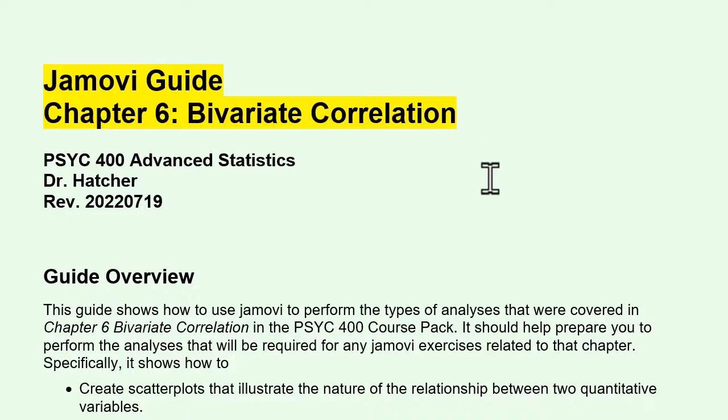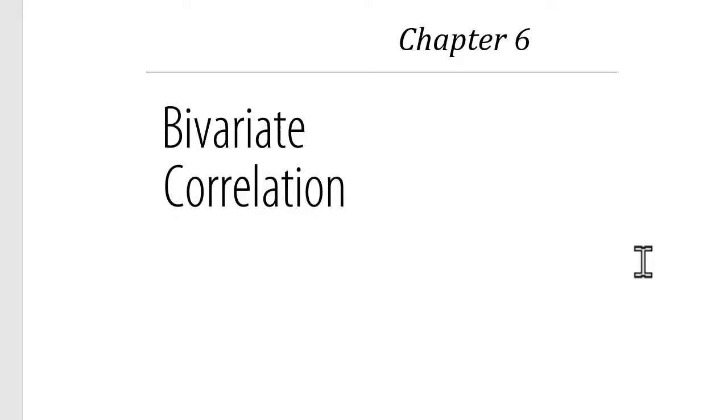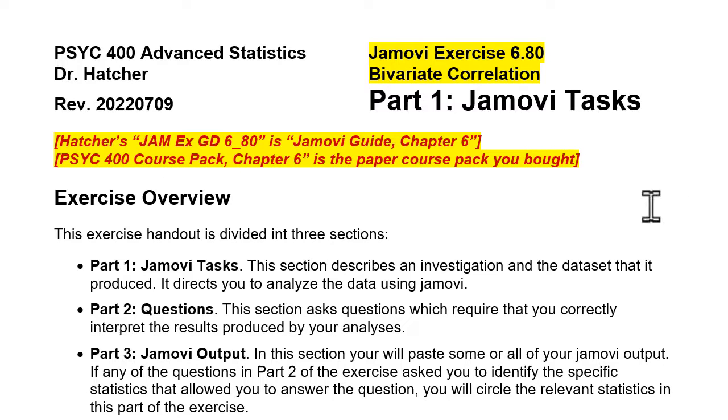One additional document that I'll refer to at one point is this one. This is Chapter 6 Bivariate Correlation. This is the chapter on bivariate correlation from the course pack that you purchased at the bookstore. Mostly it will be this document, Jamovi Exercise 6.80 Bivariate Correlation. I'm just going to hit the high points of this and give you some pointers on where to go to get guidance on how to complete specific tasks.